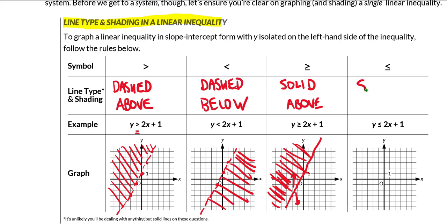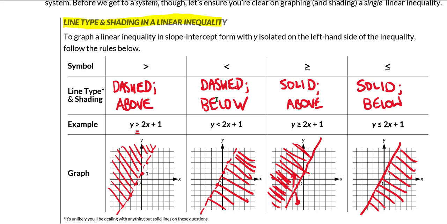Next we have less than or equal to. This is going to be solid and we are shading below. If you want to put semicolons between these, to make it a little bit easier to differentiate the two things we're talking about there, go ahead and do that. So what do we got here? We've got our solid line, and now we are shading below. So those are the four options that you will encounter when you are graphing a linear inequality.